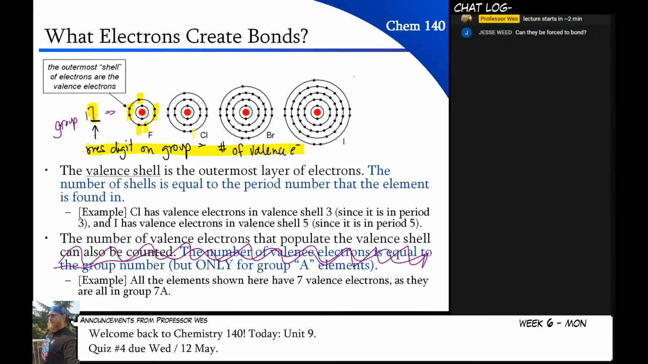So our task for the first part of this lecture is going to be, tell me what valence shell there are, how many layers of electrons, and then tell me how many valence electrons there are in the valence shell. How many electrons are in that highest shell, furthest from the nucleus?